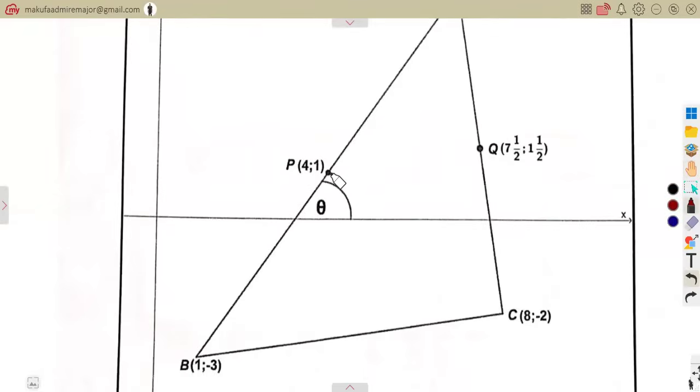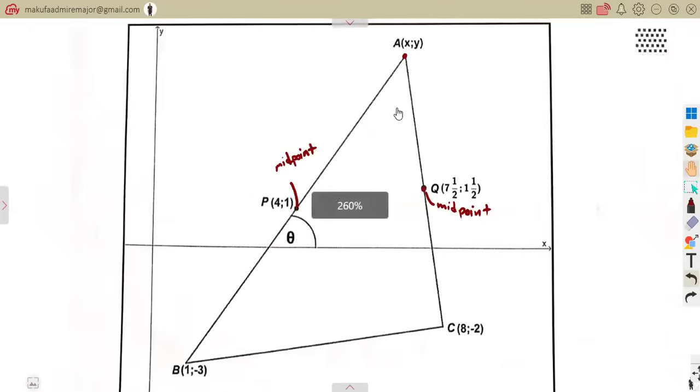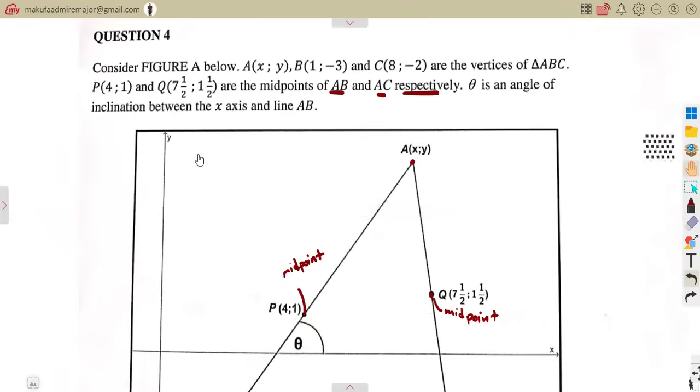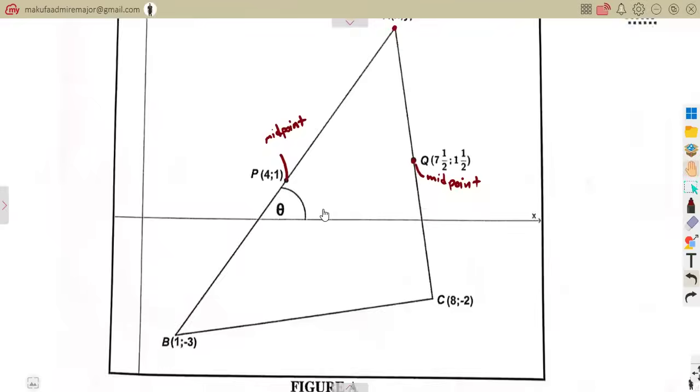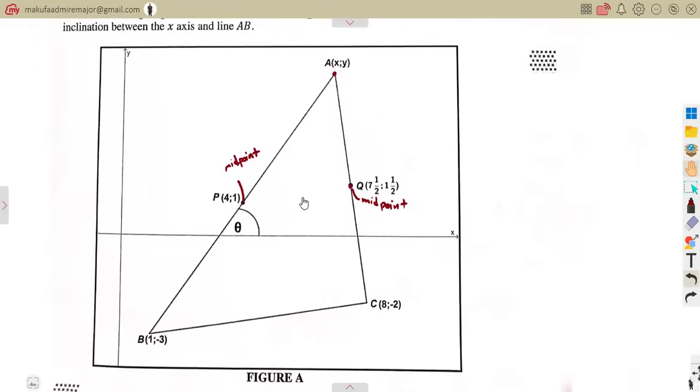So we have got a midpoint here. Remember, we are told that's the midpoint, and also Q is the midpoint. Q is the midpoint of what? Of AC, the line AC. Okay, then theta is the angle of inclination between the x-axis and the line AB. Okay, as we can see, that's our theta there. So that was our diagram that we are going to work with. You can also convert these to fractions, decimals, whatever part that you understand. Okay, it's not a problem.